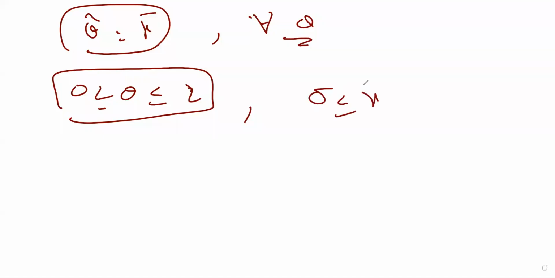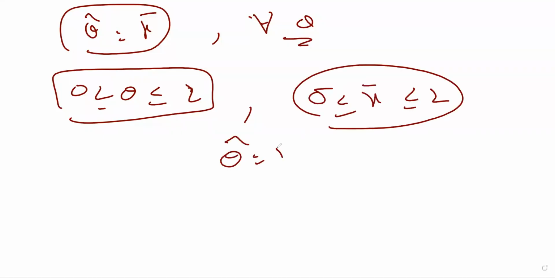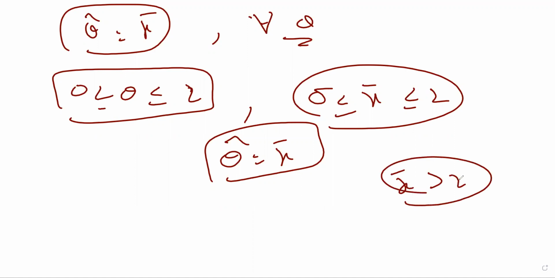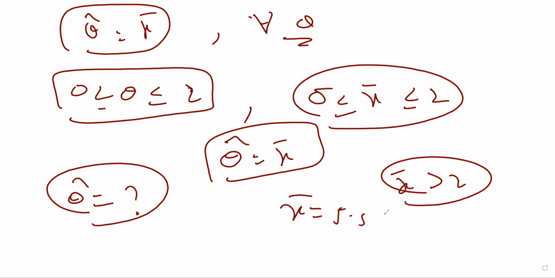Now tell me one thing. If X bar is lying between 0 to 2, then theta will be equal to X bar. Is it okay until here? Yes, sir. Now X bar is greater than 2. Then what will the MLE of theta be? This is the question. Now take an example. Suppose X bar equal to 5.5 is coming. Then can I take this as the MLE of theta? It will be out of range, so we cannot take this. So in that case, what will be the value of theta which is maximizing L of theta, when X bar is 5.5?